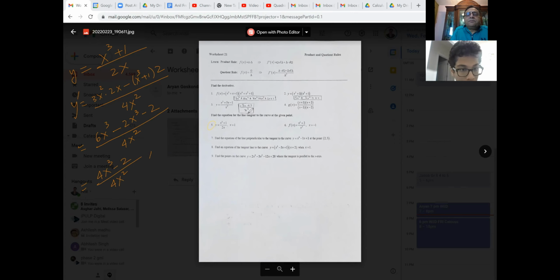We are given the point where the x value is 1. If x is 1, then the derivative at x equals 1 is 4 minus 2 over 4, correct? Which is 2 over 4, or half. So we know the slope is half. Now you also need to find the point, right? So what is the value of y for x equals 1?